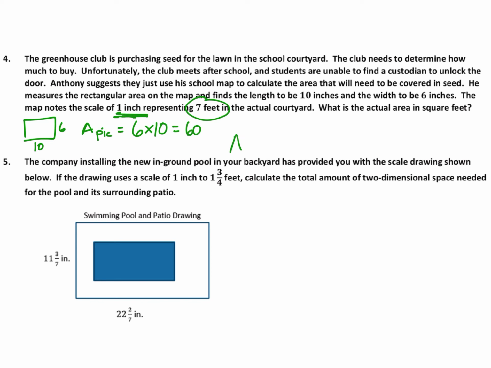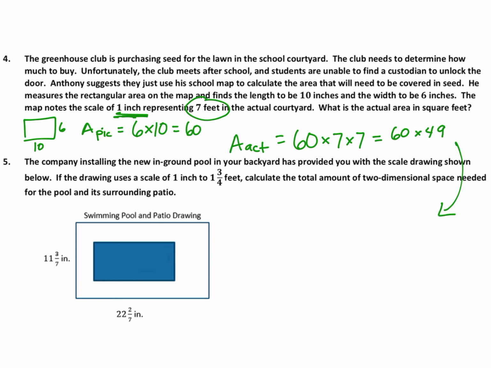So we're going to find the area of the actual by taking that 60 from our scale drawing and multiplying by 7 twice. Once for scaling up the length and once for scaling up the width. This is the same as taking 60 and multiplying by 49.